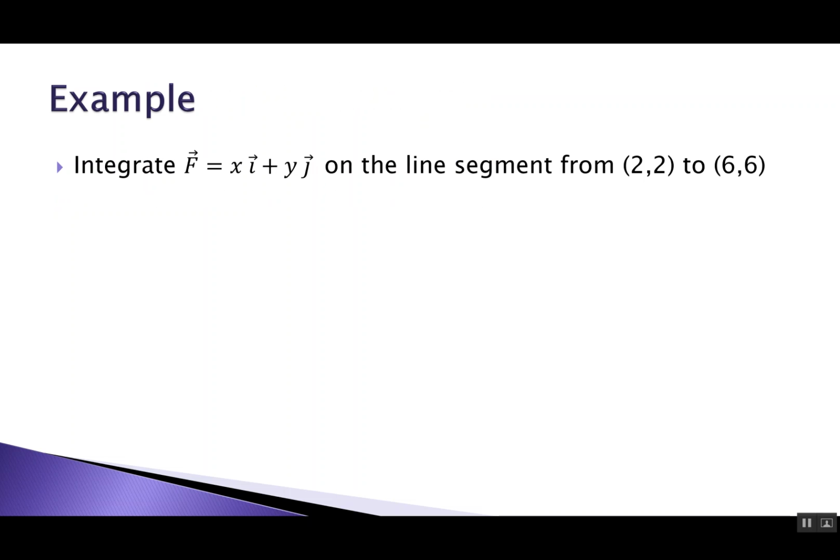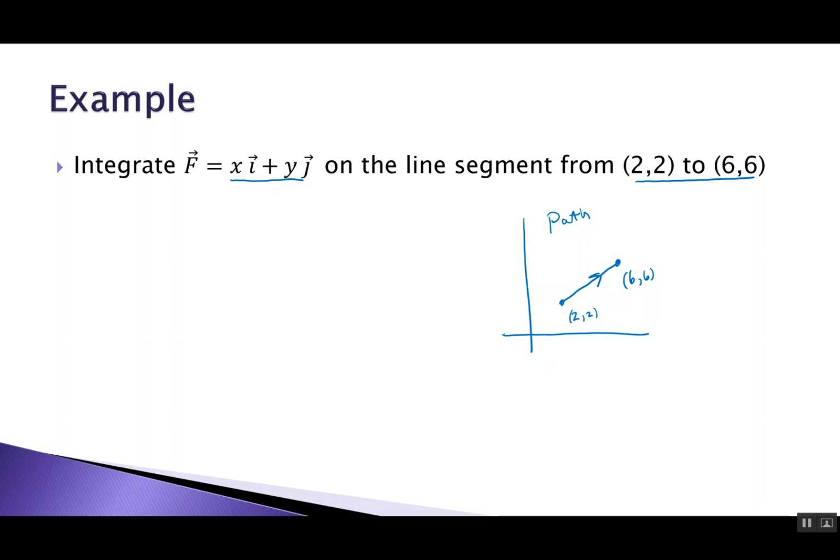So here's an example. I've got a force vector, x in the i direction plus y in the j direction. I have a line segment from 2, 2 to 6, 6. So I'm going to draw this path. I'm not going to try to draw the vector field, but it starts at the point 2, 2 and it ends at the point 6, 6. And we have a direction. It goes that way.